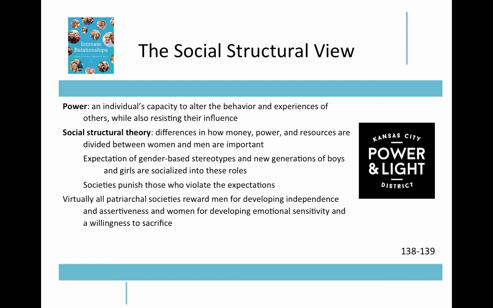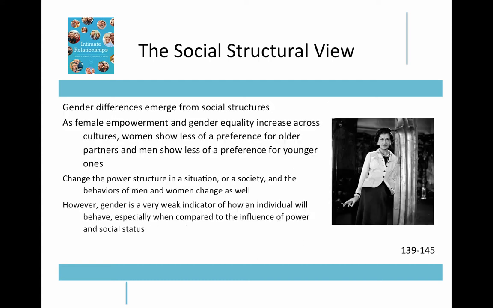So there's two different theories, evolutionary and social structural, essentially for the same outcomes. And so they're providing different narratives to explain the same data. Gender differences emerge from social structures. So as female empowerment and gender equality increase across cultures, women show less of a preference for older partners and men show less of a preference for younger ones.